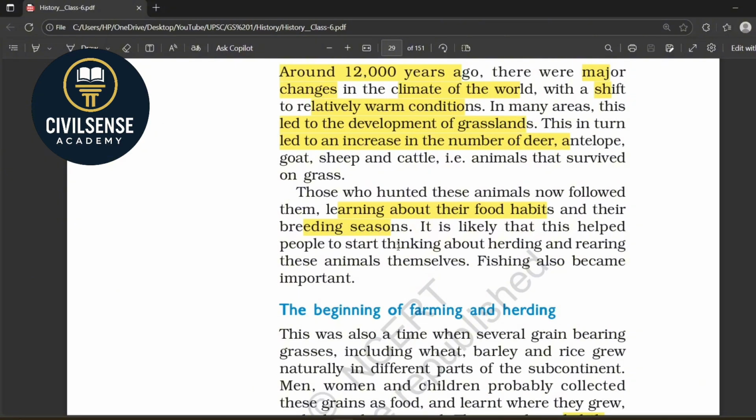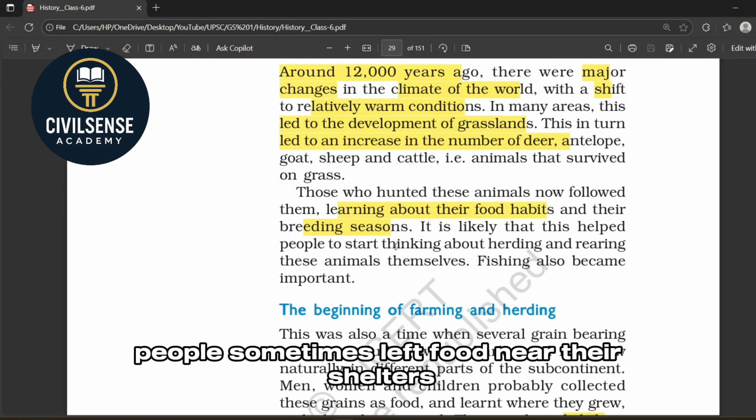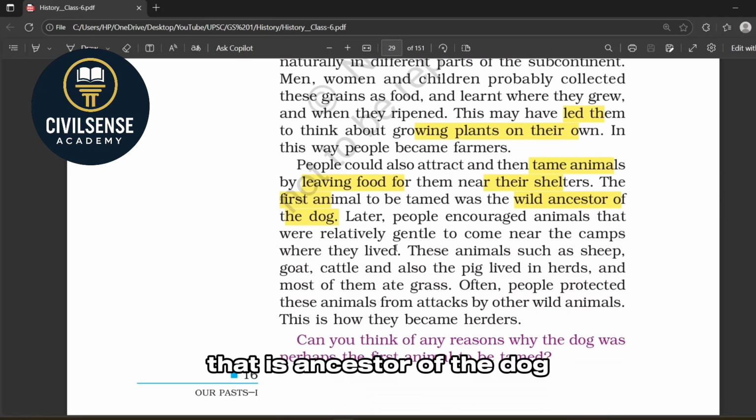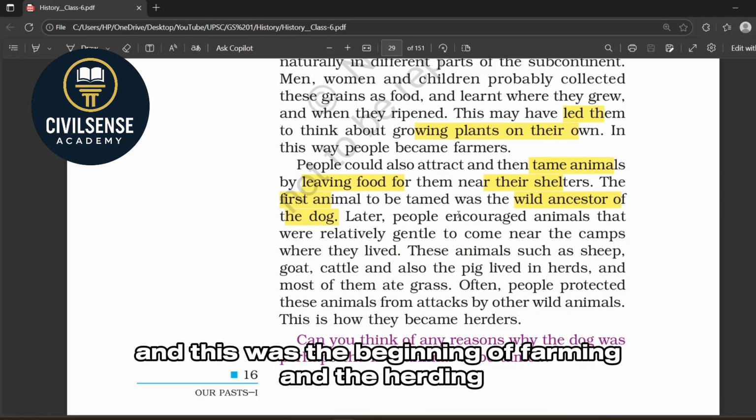To attract them, people sometimes left food near their shelters. Do you know which was the first animal to be tamed? That is the ancestor of the dog. Okay, and this was the beginning of farming and herding.